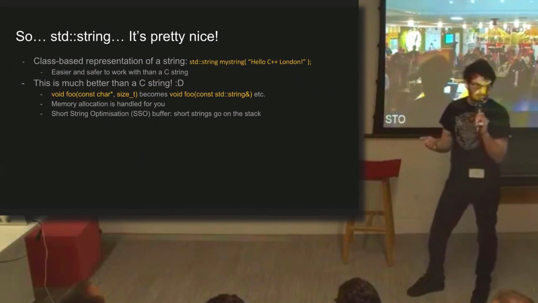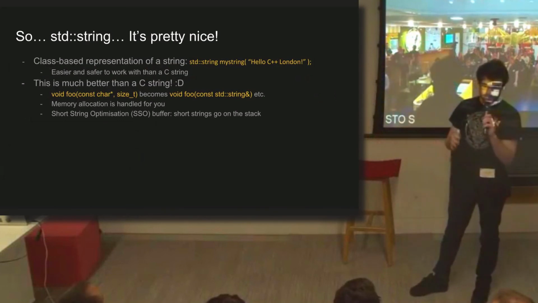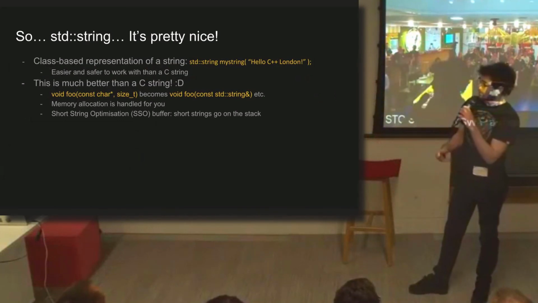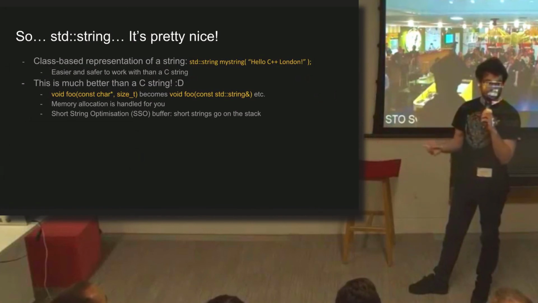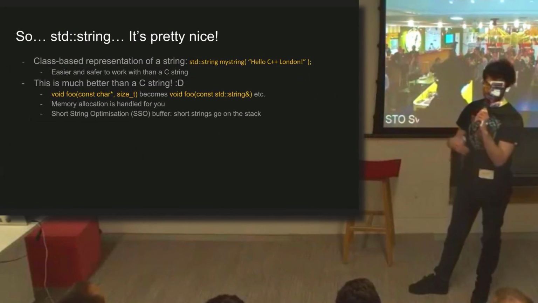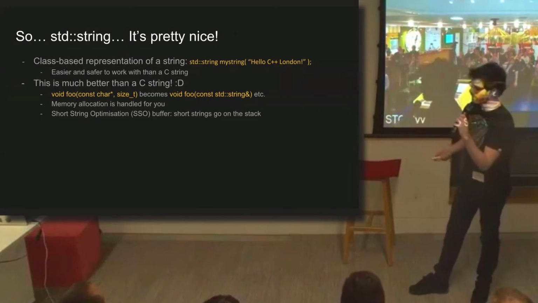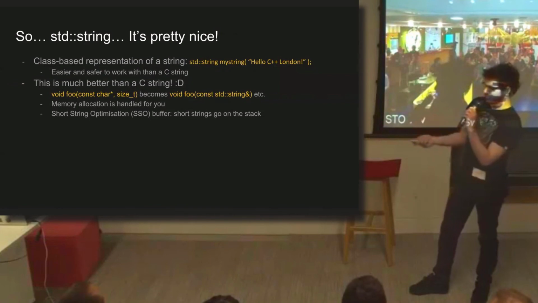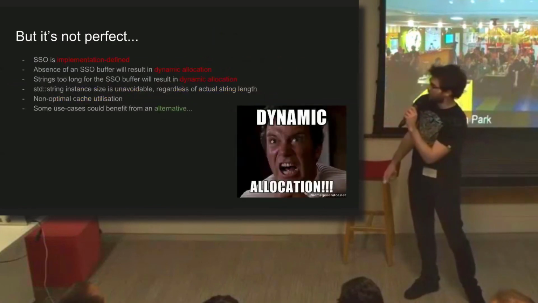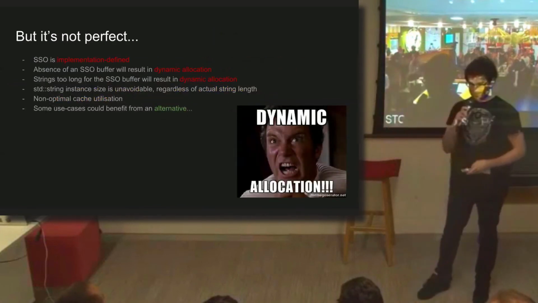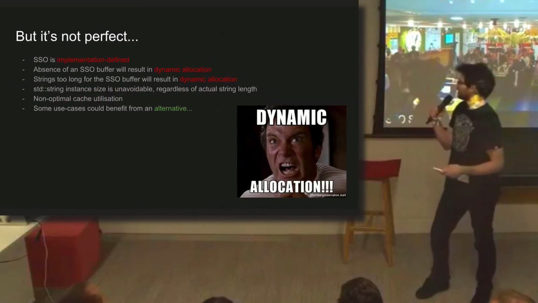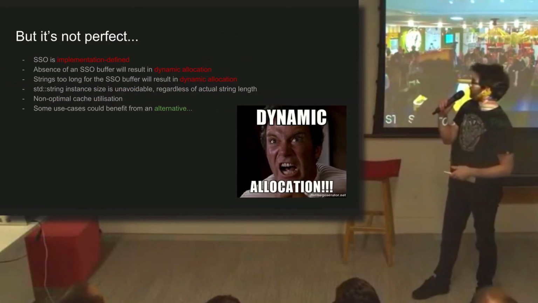And we benefit from the short string optimization, which for anyone who may not know, means that any strings under a certain length will just stay local to that string instance. There will be no dynamic allocation to hold them. So std::string is pretty damn good, but it's not perfect. No laughs, really? No? I thought you people were nerds.